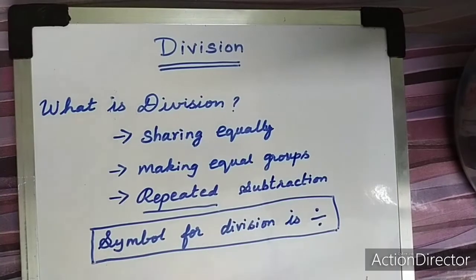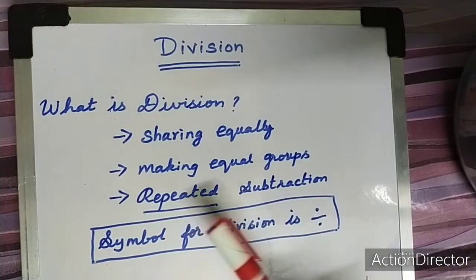Today we are going to start with Unit 5, Division. So what is division? Division is nothing but sharing equally. We are going to share something into equal groups or equal parts. Division is also called repeated subtraction. Multiplication is repeated addition; like that, division is repeated subtraction.